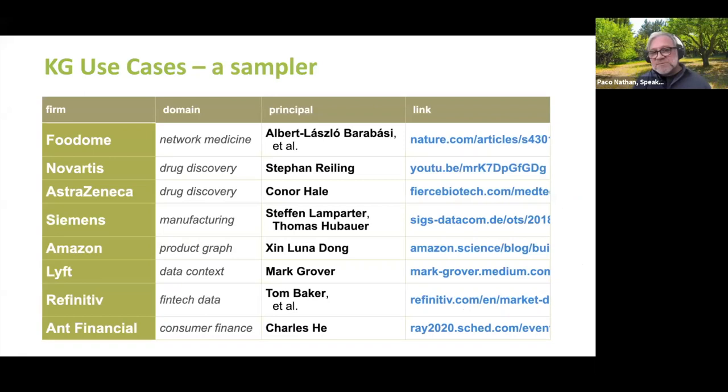So some examples: I'll definitely point to Albert-László Barabási, who is doing fantastic work with network medicine. Definitely in drug discovery, you see Novartis and AstraZeneca. I think that Stefan Reiling's work, some of his talks about using graphs for Novartis, are really astounding. Definitely we see this at Siemens and Bosch and BASF and others in manufacturing. Xin Luna Dong has some great talks out of Amazon about the product graph, on and on. Definitely Refinitiv and Bloomberg and others in the fintech space. And there are some links there to references about them.